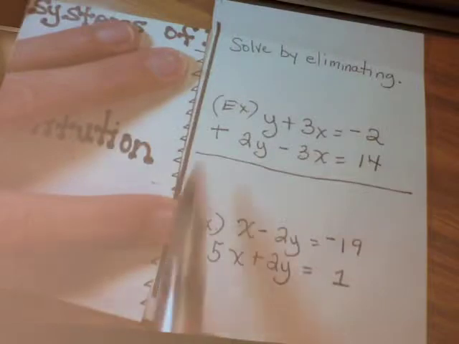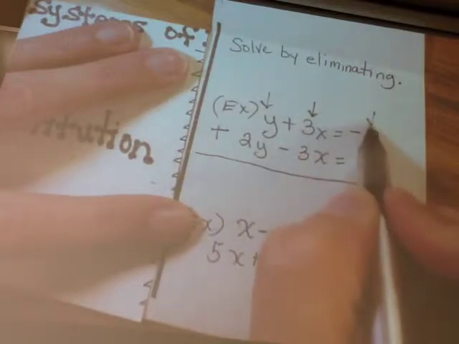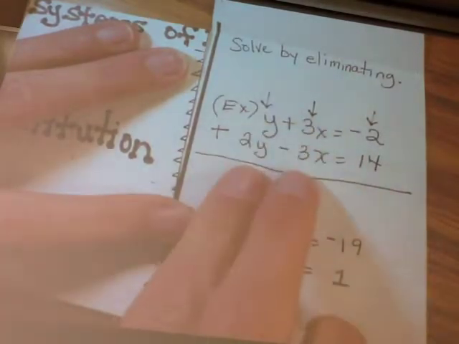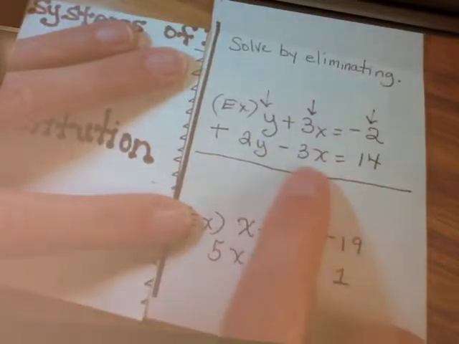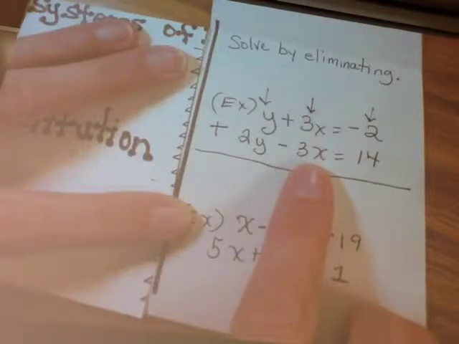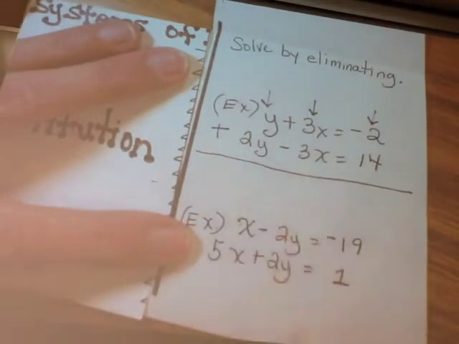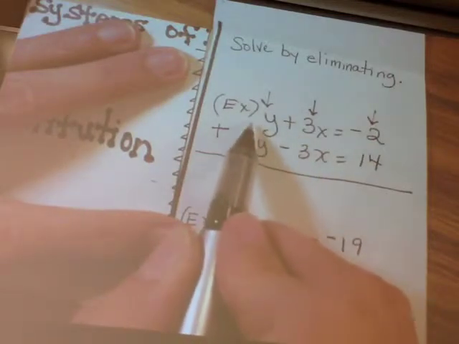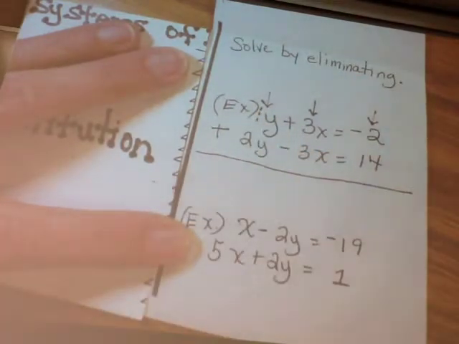If I add straight down each of my columns, would I be making a zero pair with my x's or my y's? Your x's, because you have a positive 3x and a negative 3x. That's what you always want. You want to eliminate either the x's or the y's, it doesn't matter. The problems you'll see today are already set up for that. You just have to see the zero pair. This one doesn't have a coefficient. What can I put in there? A 1. If you like to put ones in there, it's fine. If not, you don't have to.